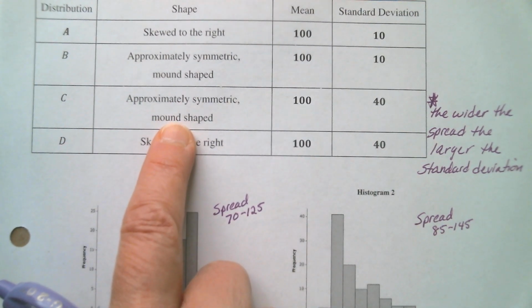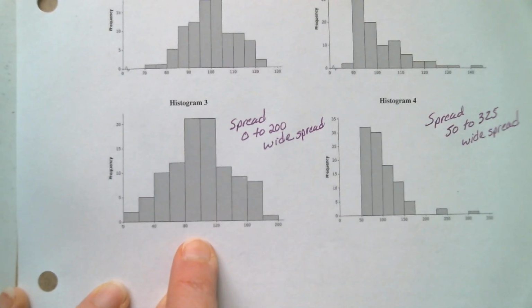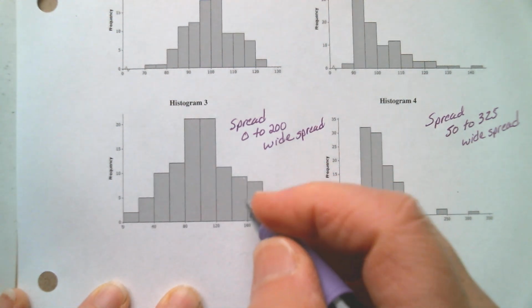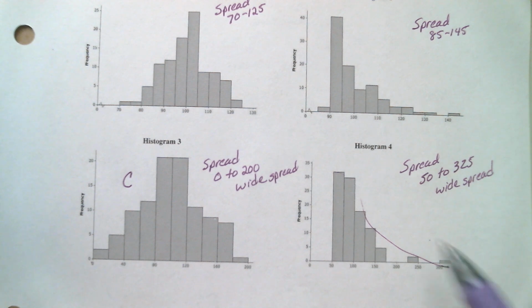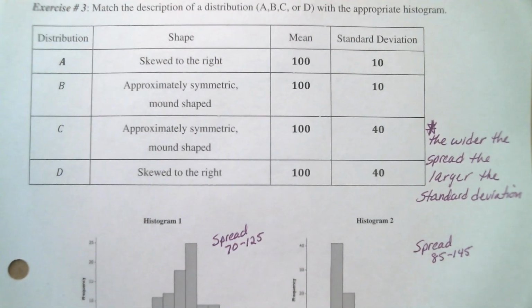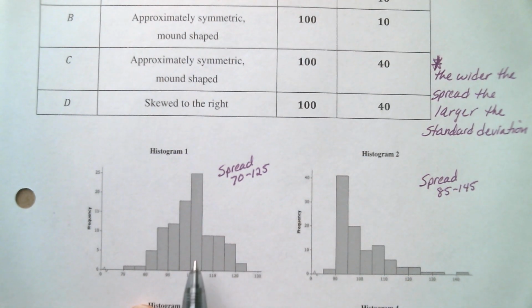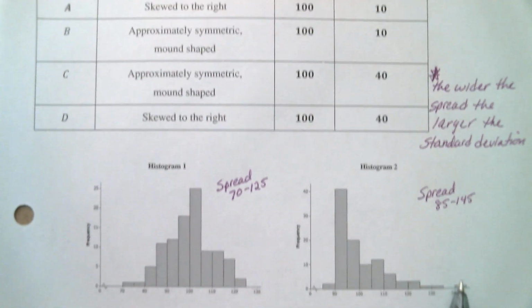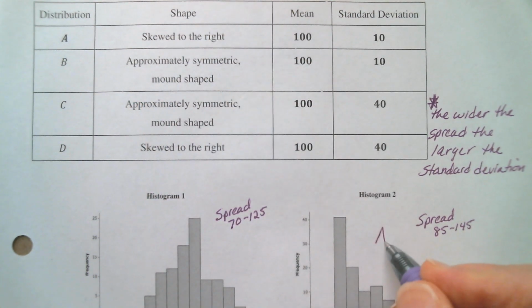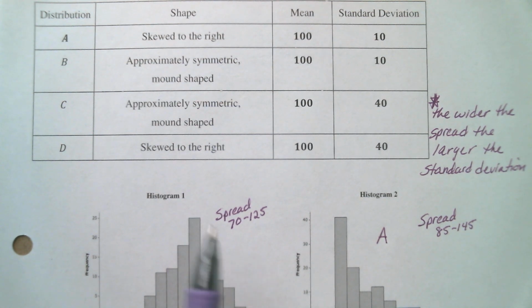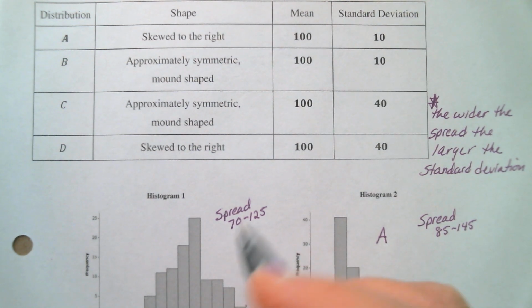Well, C has to be approximately symmetric and mound-shaped, which is histogram 3 then. So this is more mound-shaped. So this is C, and that would leave this, which is skewed to the right. Histogram 4 is definitely skewed right. So this is D. And now these two would have the standard deviation of 10. Skewed to the right would be histogram number 2. So histogram 2 is A, skewed right. And histogram 1 is approximately symmetric, more symmetric compared to histogram 2. So this is B. So we have B, A, C, and D.